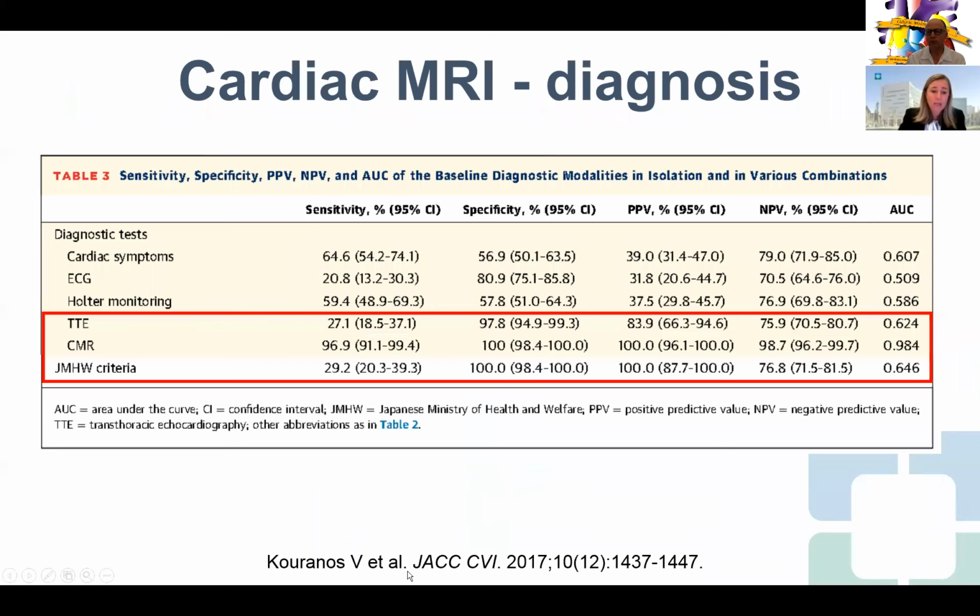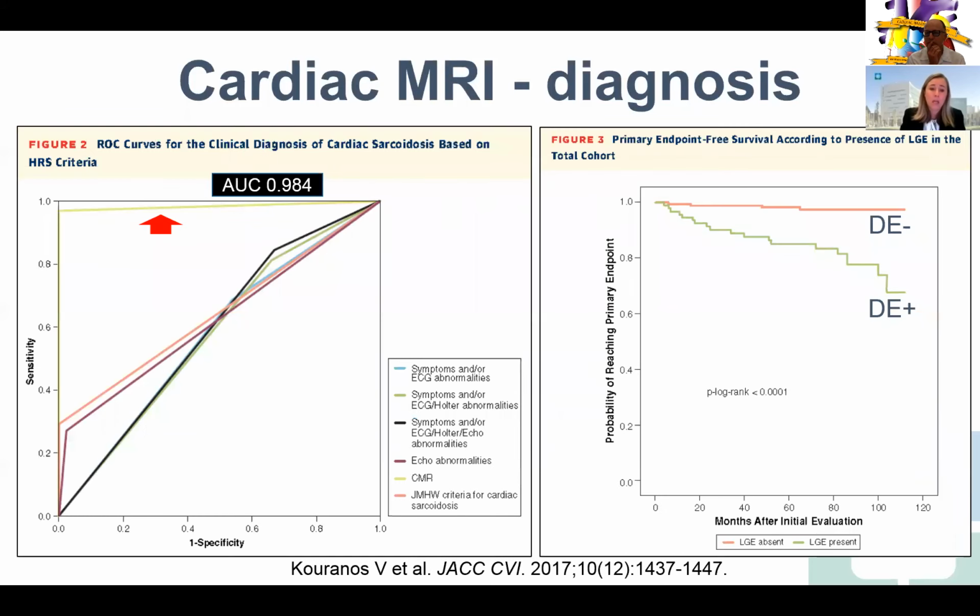So you can see here when we compare cardiac MRI to transthoracic echo and also to other criteria, here being the Japanese Ministry of Health criteria, that it really performs very well with respect to sensitivity and specificity for diagnosis of underlying cardiac sarcoidosis, and hence is why it's our go-to modality. You can see here in a similar illustrative way how cardiac MRI really outperforms all these other modalities for screening for underlying cardiac sarcoidosis in terms of ECG, Holter, echo, and the Japanese criteria. So it's really an outlier here, outperforming everything else.